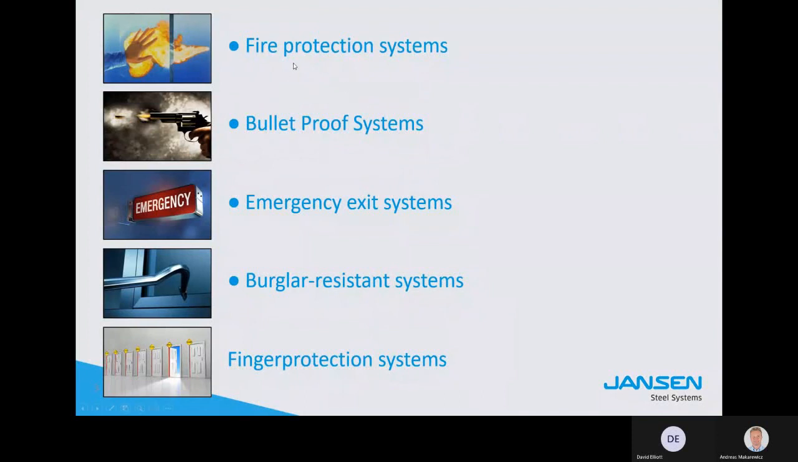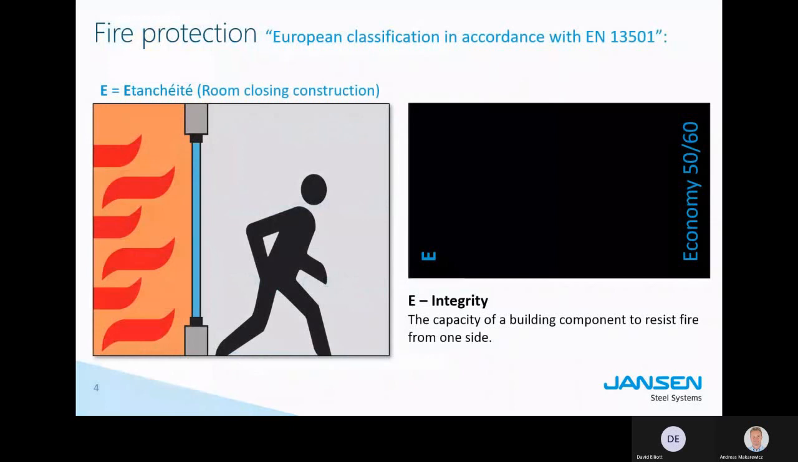All in all, besides the burglar protection systems, we have fire protection systems and bulletproof protection systems. The emergency exits, or panic doors, are also considered safety systems. Then there is finger protection. Here you protect most of all small children's fingers from getting squeezed between the moving parts of a door. For that we have some systems to protect that element, and I will show you now one by one what we can cover.